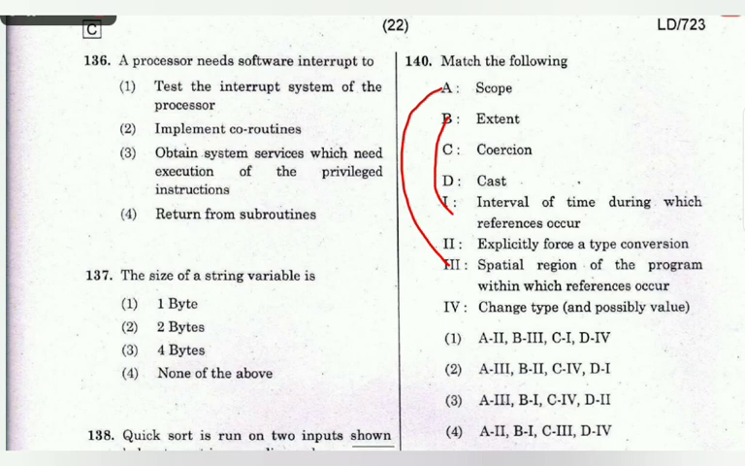So next one is coercion. Coercion means implicit type conversion. So for C, option 4 is the correct answer. And casting. So casting means explicitly force type conversion. So option D, 2 is the correct answer. So for A 3, B 1, and for option C, 4, and D, 2. So these are the correct answers. So option 3 is the correct answer.